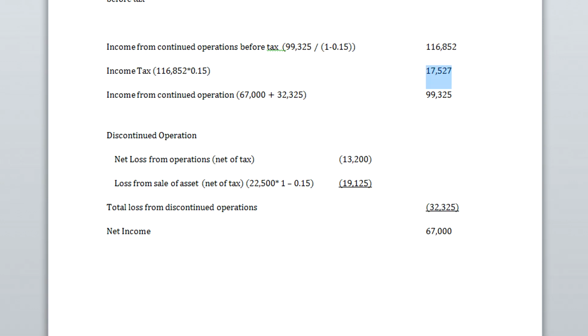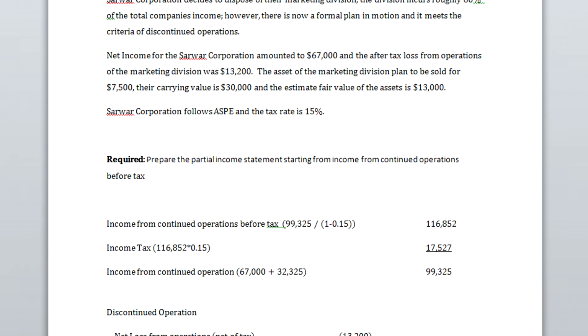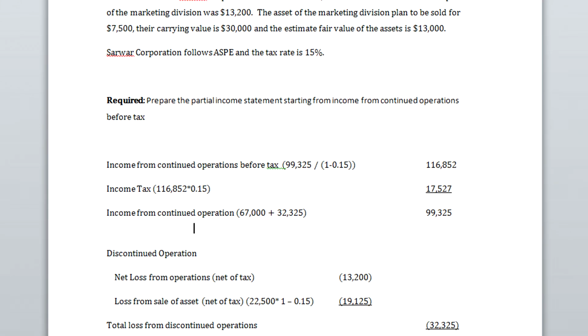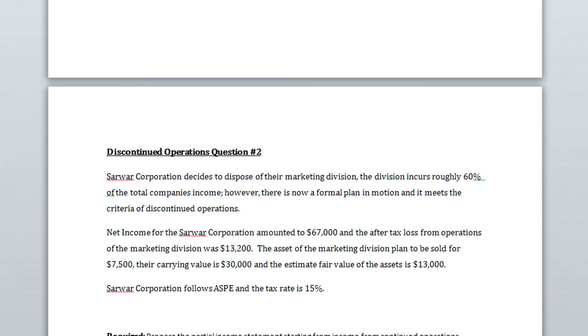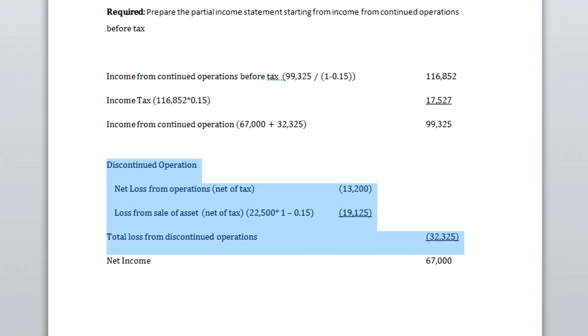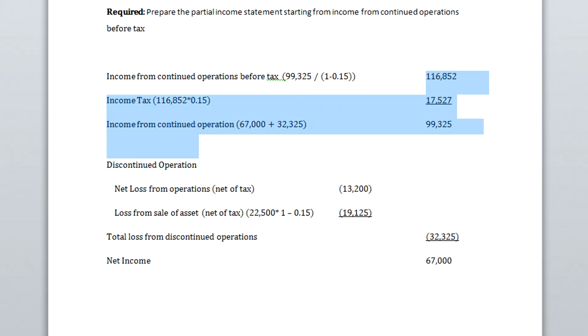Okay? That's how you prepare the partial income statement for the year, starting from income from continued operations before tax. Now, this question was a little bit more confusing than the first one. But as long as you know those three things, preparing the discontinued operations section was easy. It was easy for both questions, I hope. It gave us net income, right? So the only tricky part was just actually working our way back and solving for these, okay?